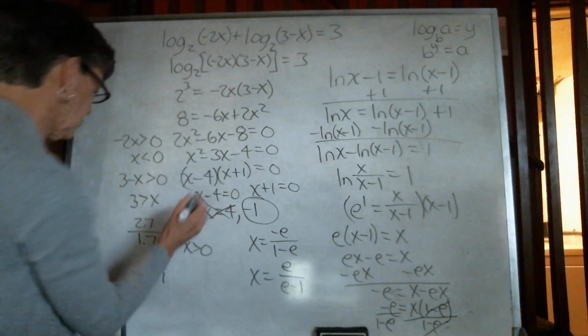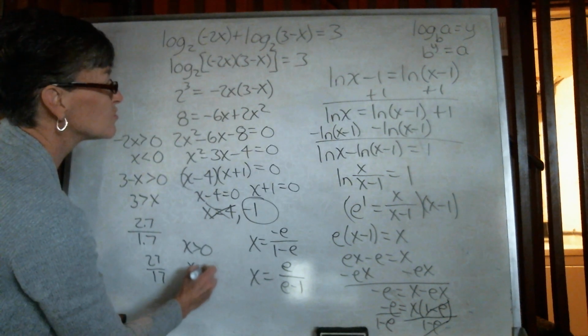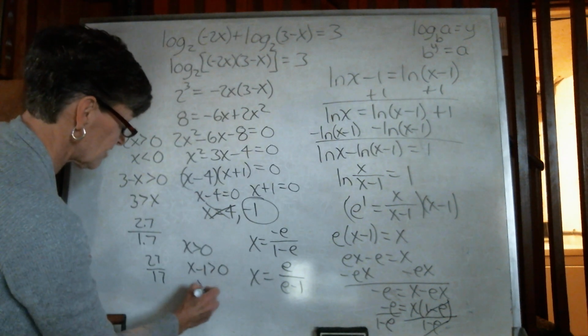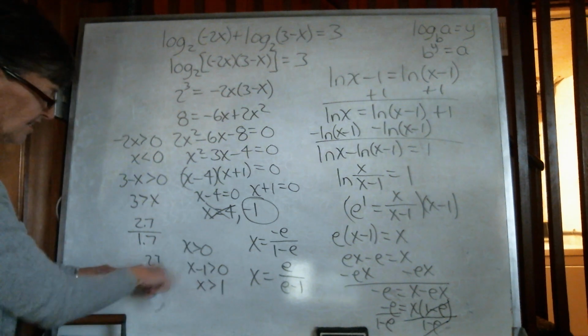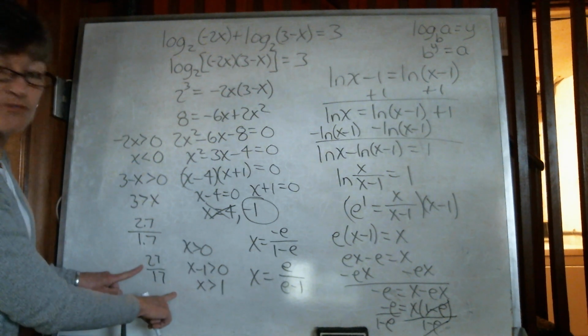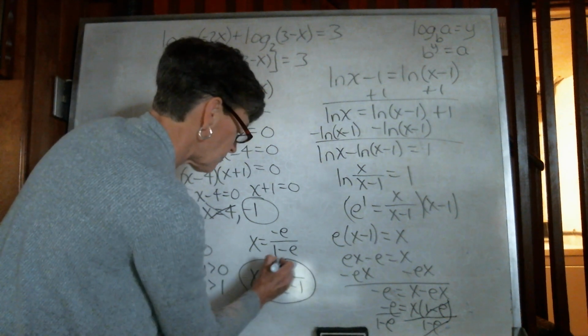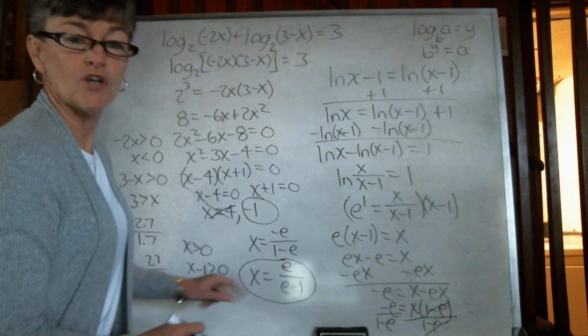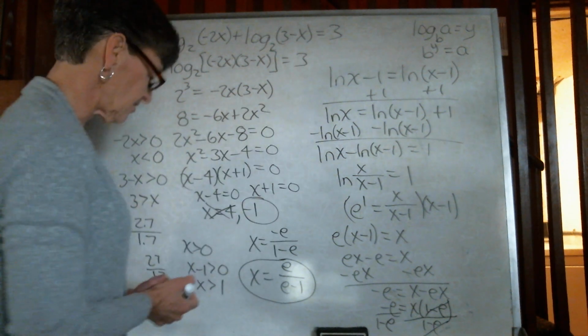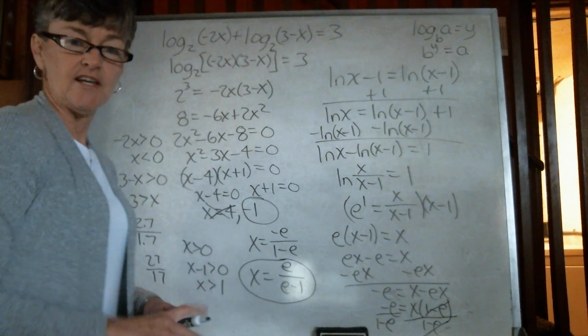What about that one? Well, that one says that x minus 1 has to be greater than 0, so x has to be greater than 1. Well, again, my estimation of 27 over 17, that's bigger than 1. So, yes, in fact, this answer works. It's in the domain for both log expressions. So this is going to be the answer to that one.